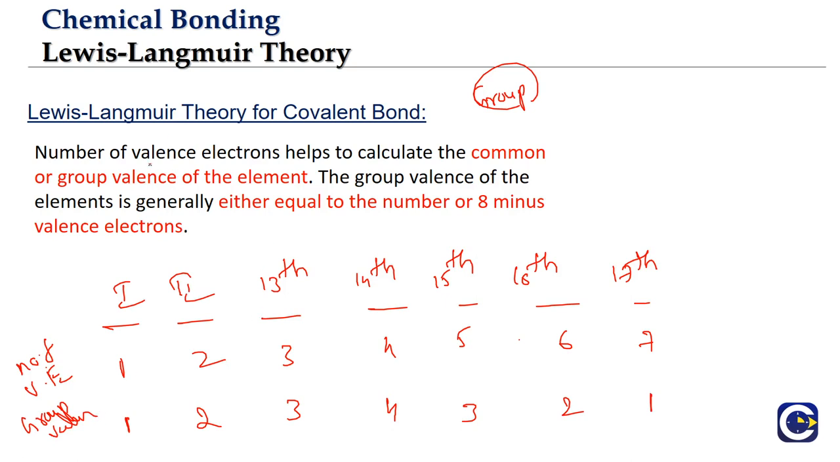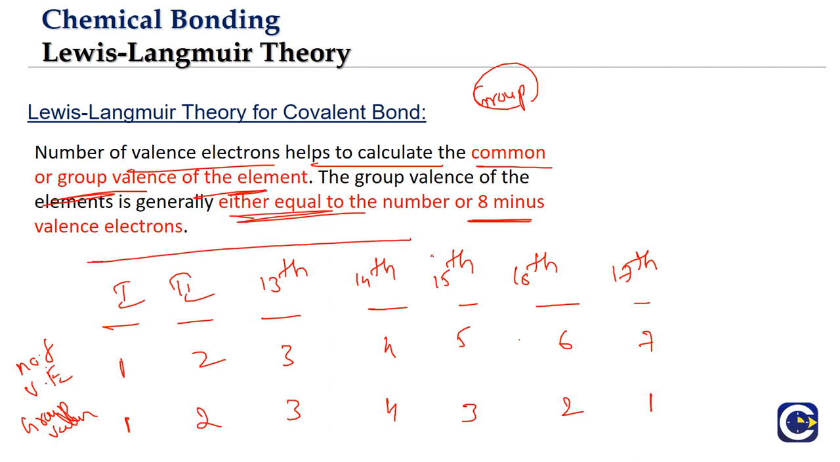So this is what we call the group valence. What do we see? The number of valence electrons helps us calculate the common or group valence of the element. Group valence is either equal to the number of valence electrons, or 8 minus the number of valence electrons. What we can easily remember is: for the first, second, 13th, 14th groups, group valence is equal to the number of valence electrons. For the 15th, 16th, 17th groups, group valence is equal to 8 minus the number of valence electrons.